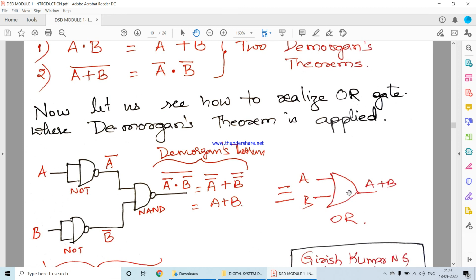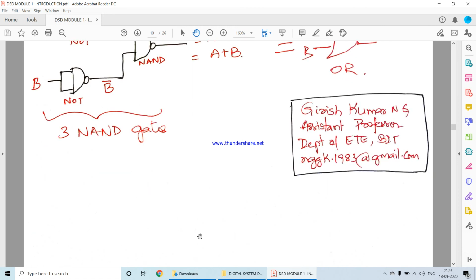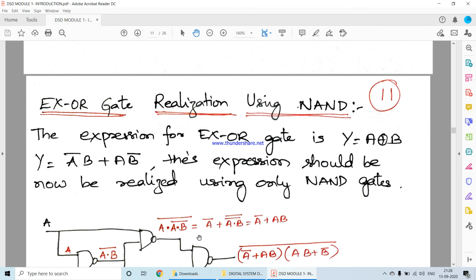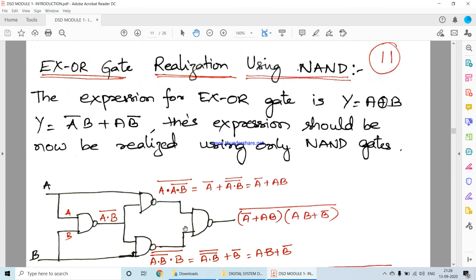And this is the symbol of OR gate, where A and B are the inputs and A plus B is the output. So therefore these 3 NAND gates are equal to one single OR gate. Okay, this is how NAND gate is used to realize OR gate. Coming to the next realization, XOR gate using NAND gate. So we realize XOR gate using NAND gate.